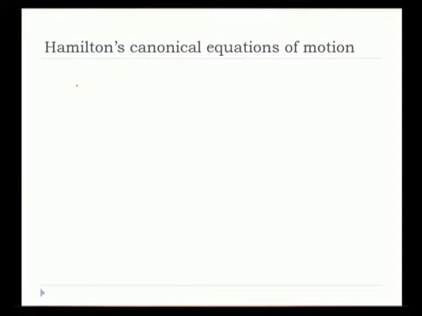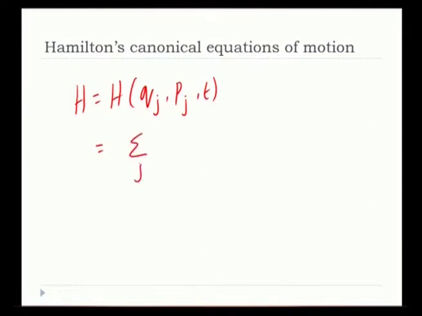So, we know that the Hamiltonian H is equal to H of Qj, the generalized coordinate of the jth particle, Pj, the momentum of the jth particle, and t, which is equal to the summation over j of Pj, the momentum of the jth particle, times Qj dot, minus L. This is the Hamiltonian function. Let us keep this as equation 1.